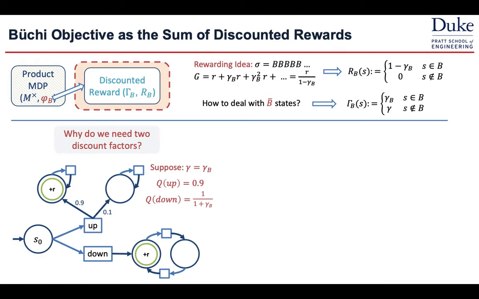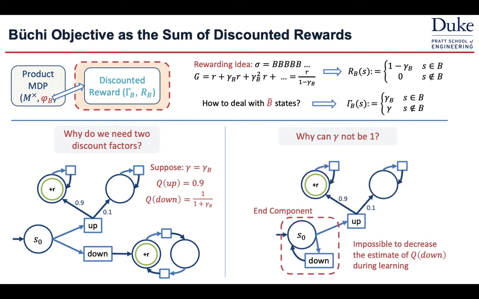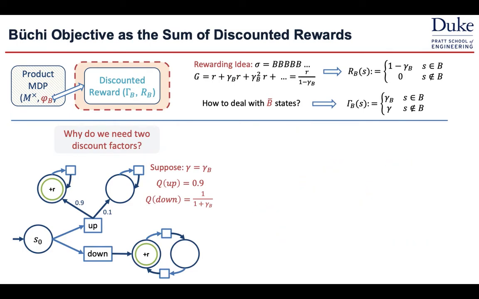So why don't we use a single discount factor? Let me try to illustrate this on this simple example product MDP. So there are two possible pure policies on this MDP. The one chooses up and the one chooses down. And if we do the math, we obtain these values.